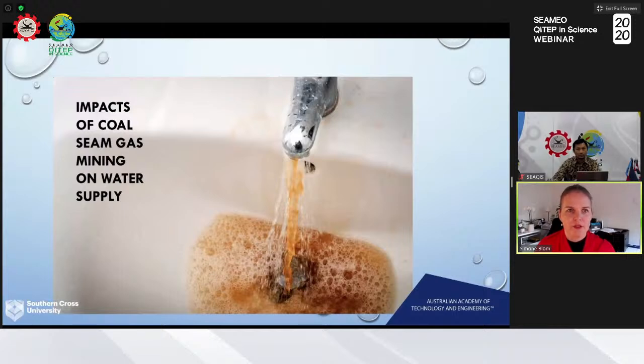There's also been a lot of talk about coal seam gas mining in Australia and in the United States of America. And the impacts on our water supply have been a real fear for people. People are worried about their water supply and the aquifers underground and what's going to happen to the quality of our water through coal seam gas mining. So this adds to the complexity of human impacts on our availability to access fresh and clean drinking water.